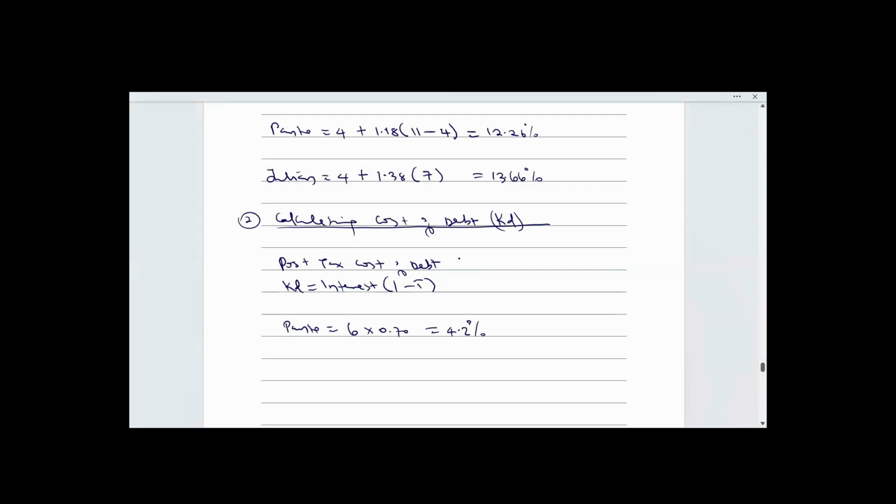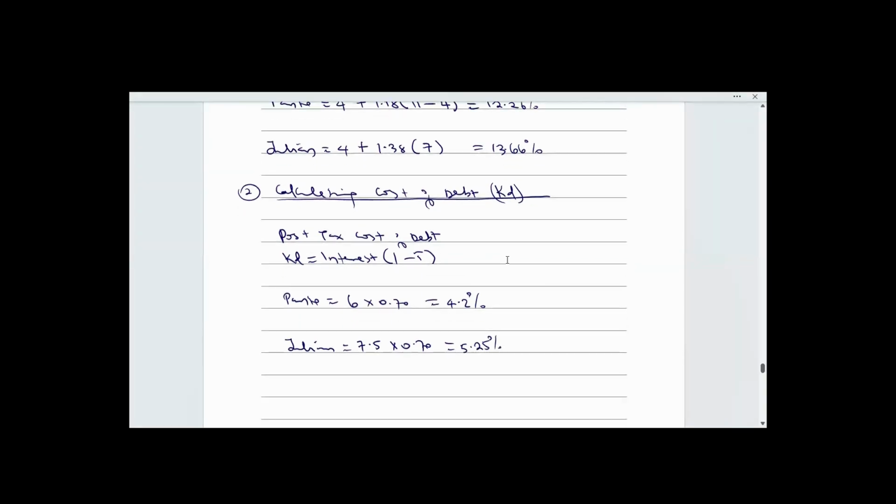Then for Julian, the before-tax cost of debt is 7.5 multiplied by 70%, that is 1 minus tax. So this will be 7.5 multiplied by 0.7, equal 5.25. So I need to calculate WACC now.